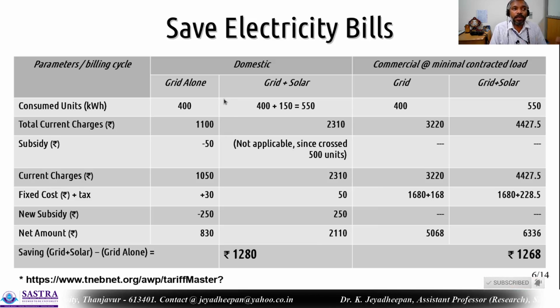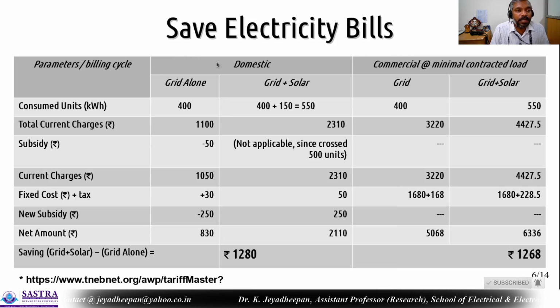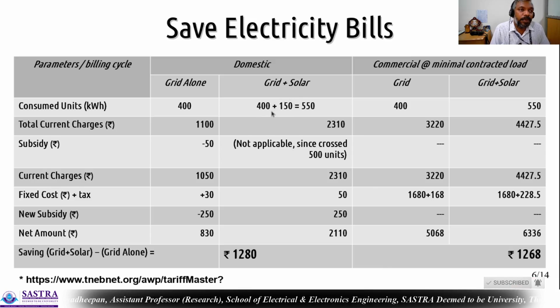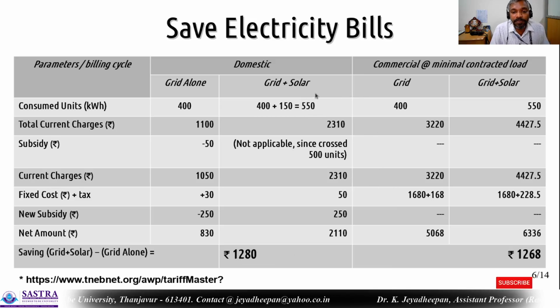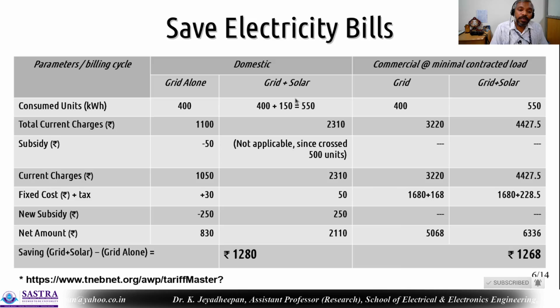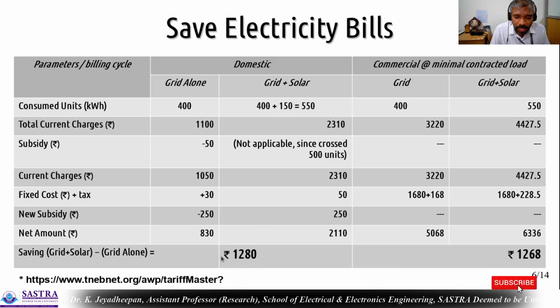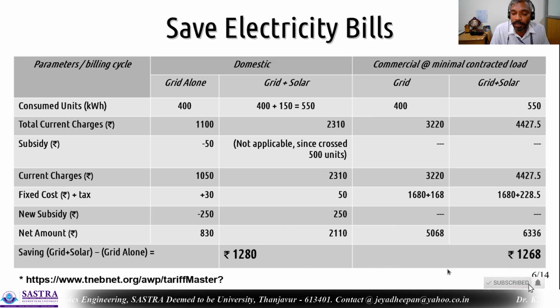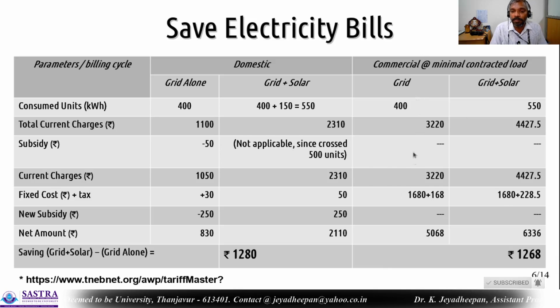So if you do not want to cross this particular 500 line, you can have a minimal installation. Maybe from that solar, you can produce simply 150 units per billing cycle, so that it cannot cross the 500 unit limit. Okay. So in that case, you can save 1280 rupees, right? For the whole 550 units, you can save 2110 rupees, and for that particular 150 units alone it is 1280 rupees, right? So if it is a commercial load, you can see the saving is once again around 1200 rupees for the minimal solar installation.